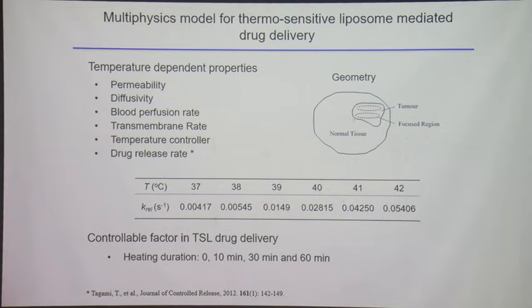And perhaps the most important parameter that influences the drug release rate, because this particular type of TSL is designed to be temperature sensitive. This gives you an example of the release rate and how temperature dependent it is. So at 37 degrees, the release is not zero. It is very difficult to design a nanoparticle that does not leak anything.